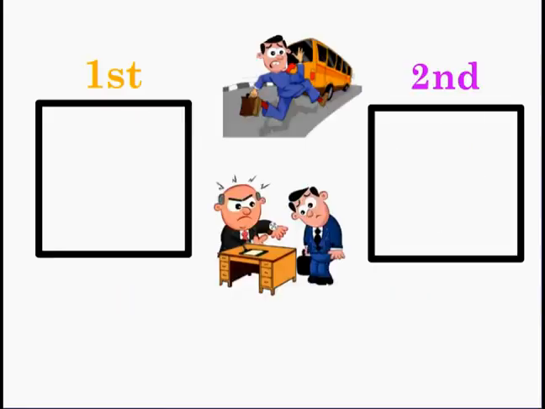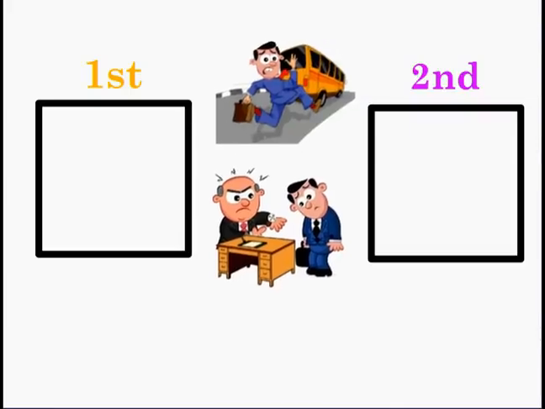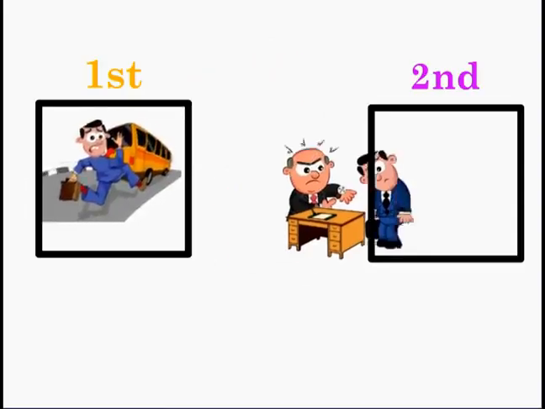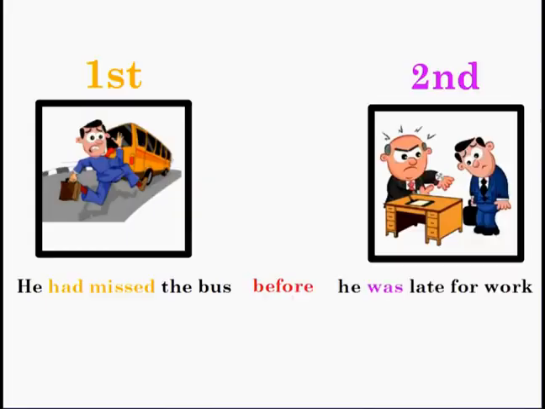So, which one happened first? He missed the bus or he was late for work? Well, probably this happened and then this happened. So my first action is the past perfect, remember? So I'm going to say, he had missed the bus before he was late for work. And again, my first action, right, is that past perfect. He had missed the bus before he was late. And that's the second thing that happened, that he was late for work.